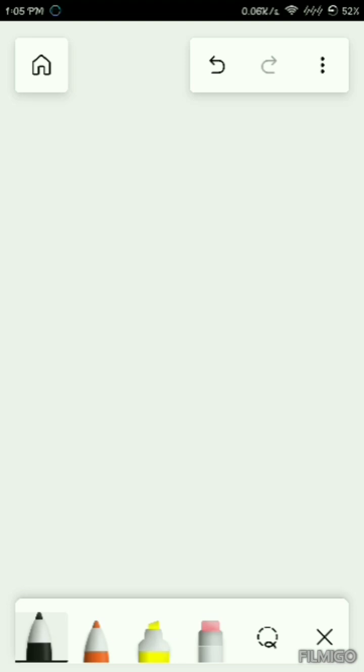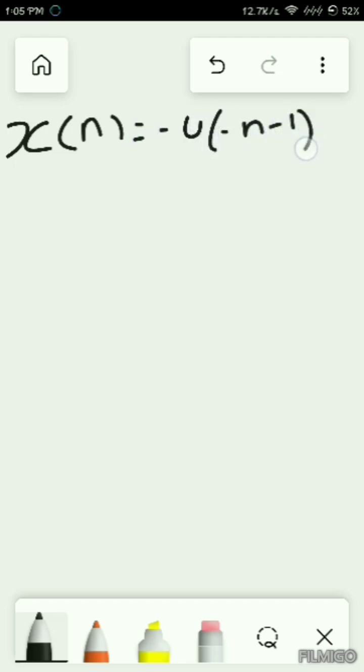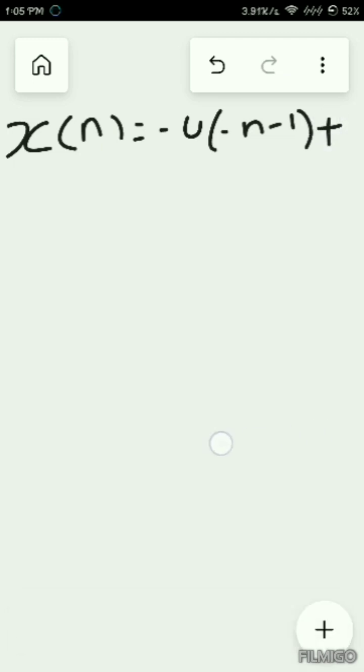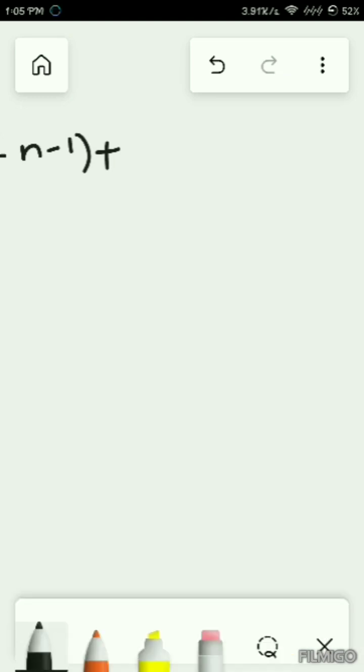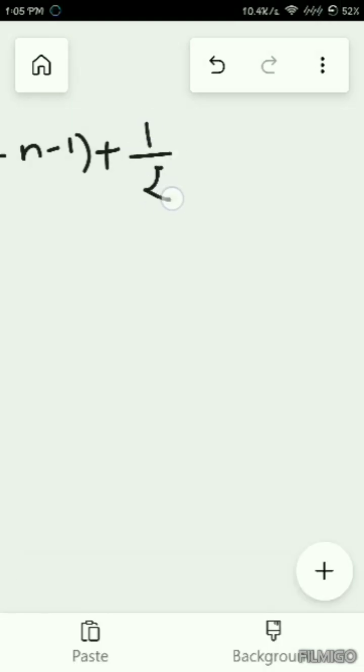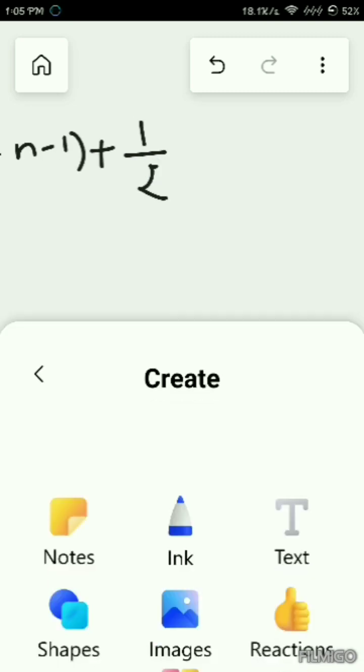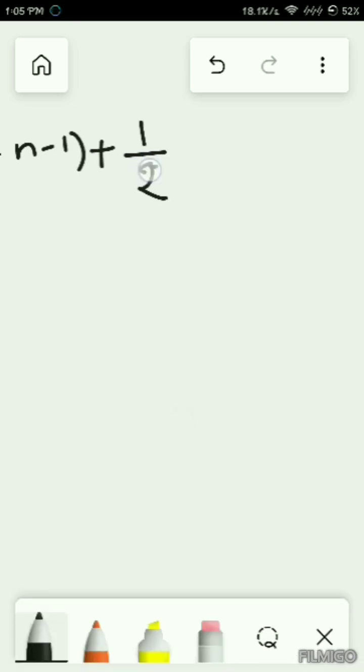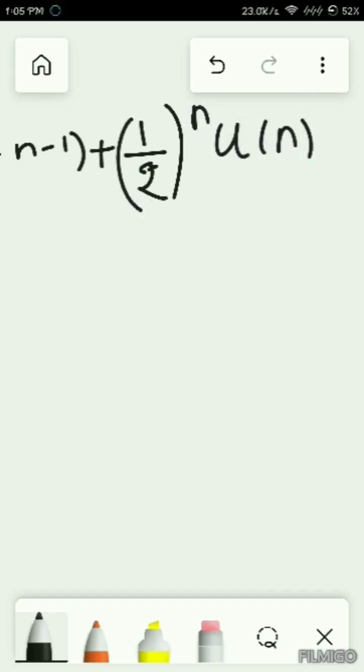Okay, so my question in the last class was x of n is equal to minus u of minus n minus 1, plus half to the power of n into u of n, right? So this was the question that we had.